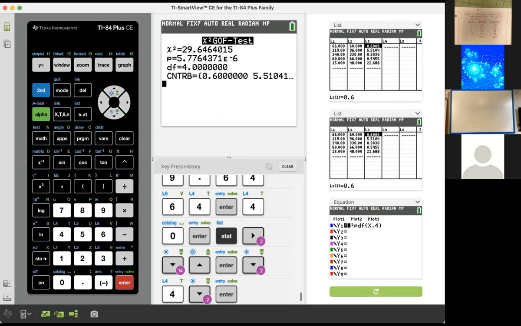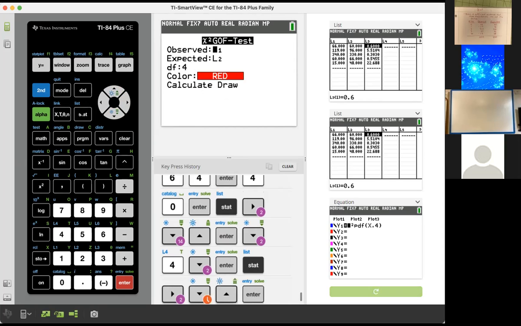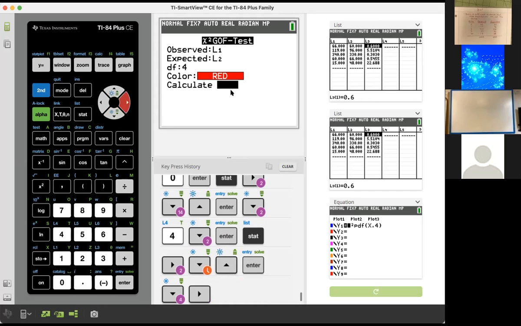But I can also draw it. Go down to the chi-squared goodness of fit tests. And here when I draw it, the calculator will draw it for me in a window with appropriate sizing. I'm still not going to see any area.